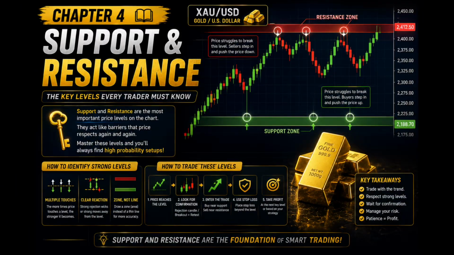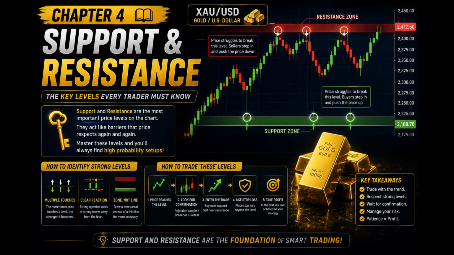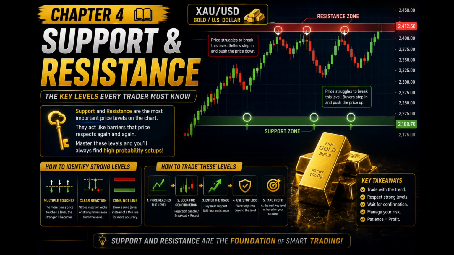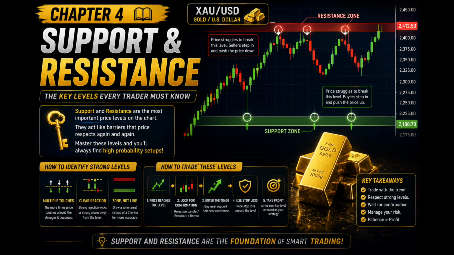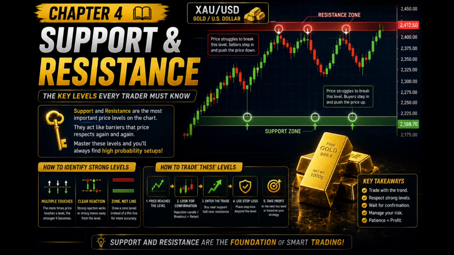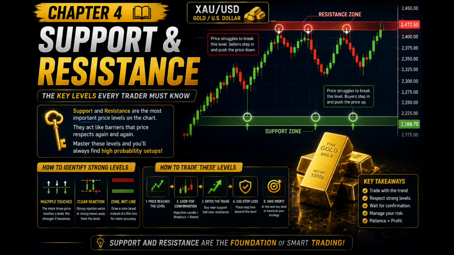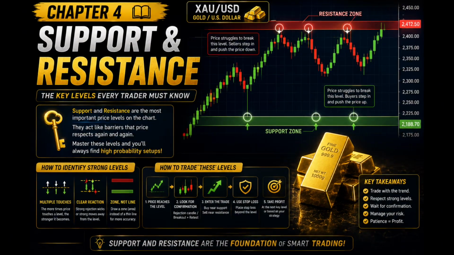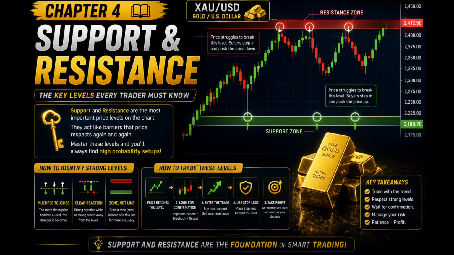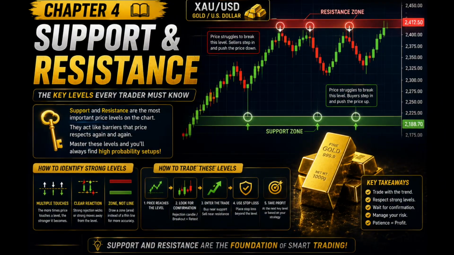Chapter 4. A simple beginner strategy. Let's build a straightforward trading strategy. Step 1. Identify the overall trend. Never trade against a strong trend without a solid reason. Step 2. Mark important support and resistance levels. These are areas where price has reacted multiple times. Step 3. Wait for price to revisit one of these levels.